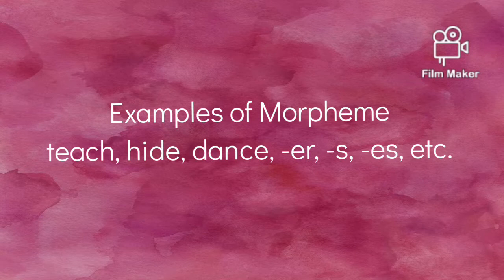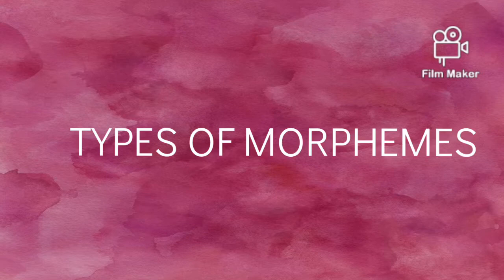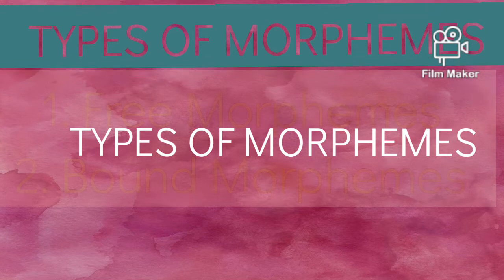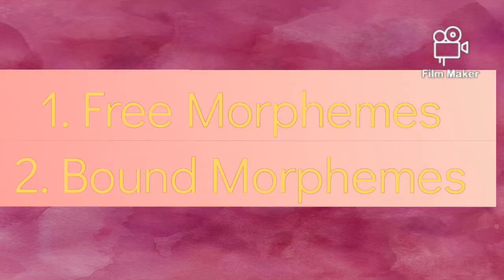Let's look at some examples. We have teach, height, dance, es, etc. Having known this, let's look at the types of morphemes we have. We have 1. Free morphemes. 2. Bound morphemes.